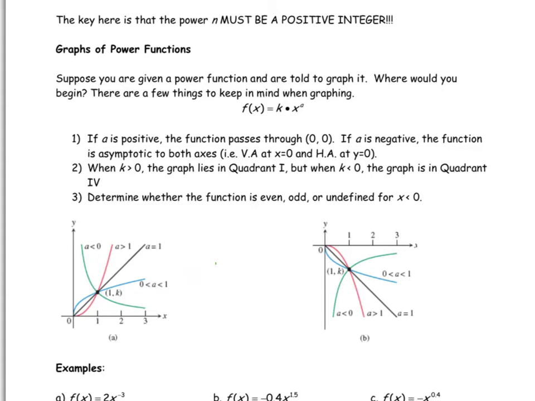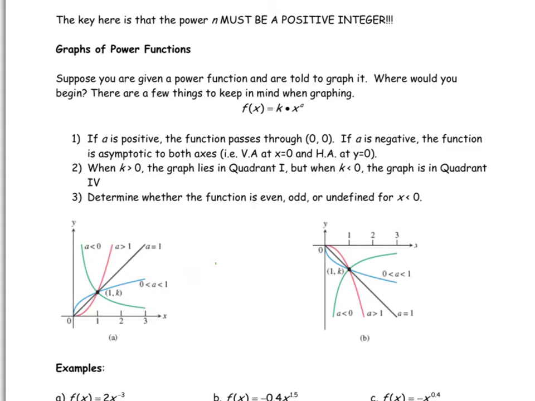If it's negative, the function will be asymptotic. The reason it's going to be asymptotic is because it's going to look like the rational function we just talked about. So that means if your a value is -2, it's not going to go through (0, 0). It's going to be undefined there because your x variable will be in the denominator of your function.